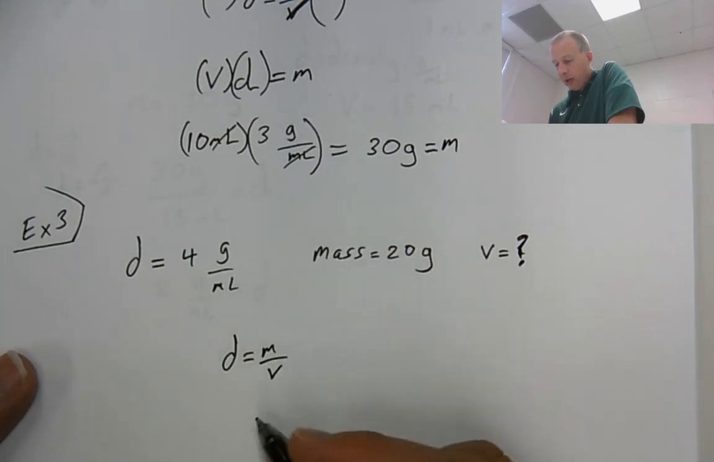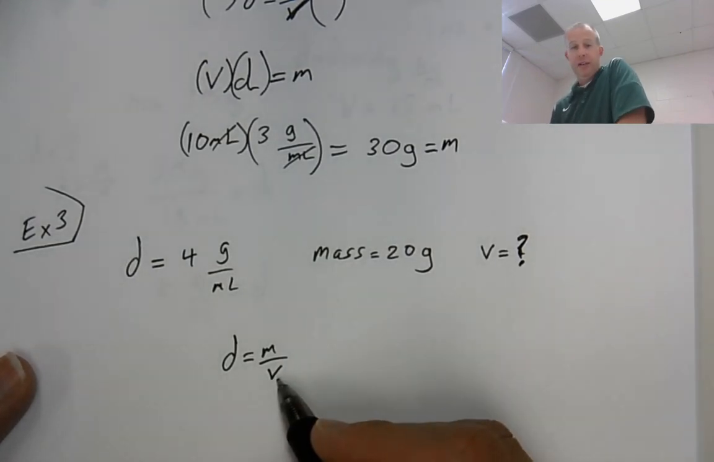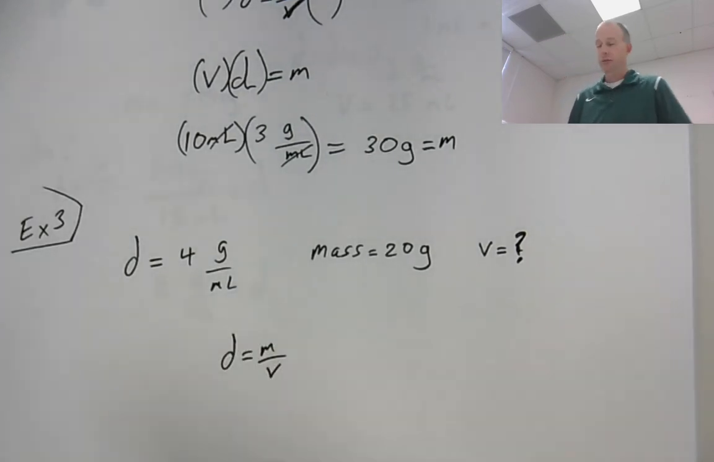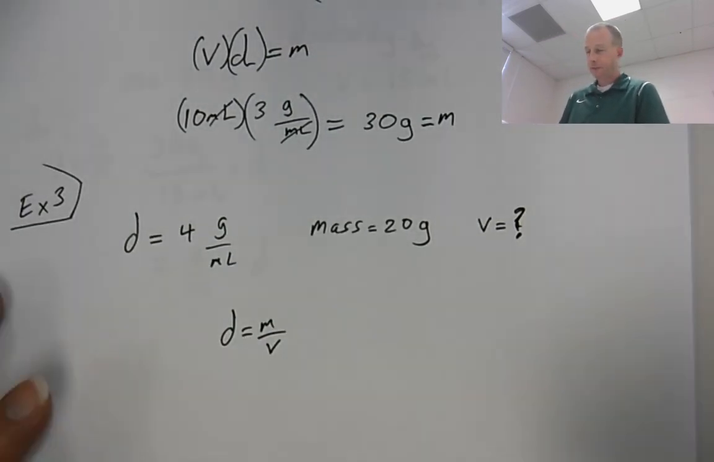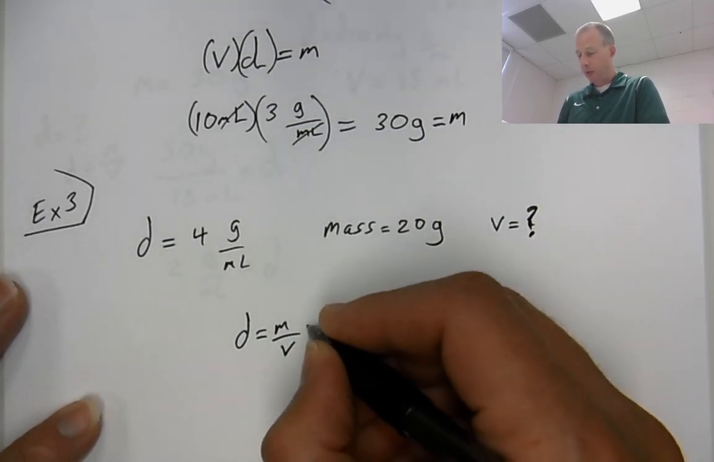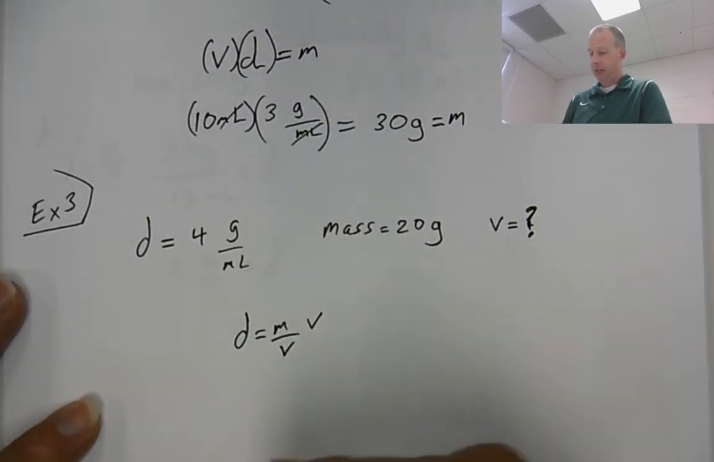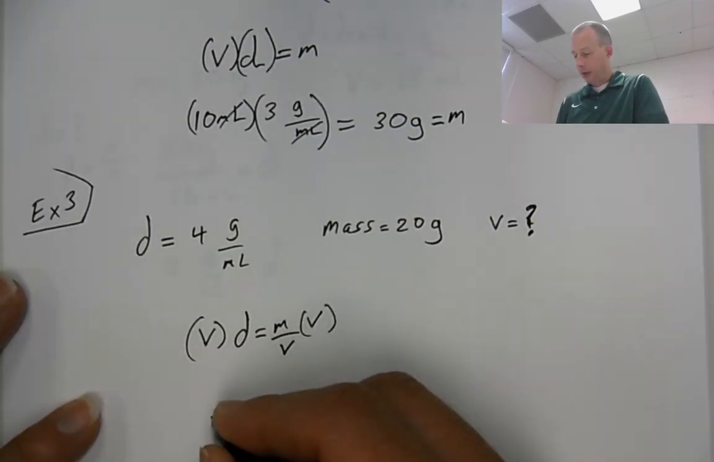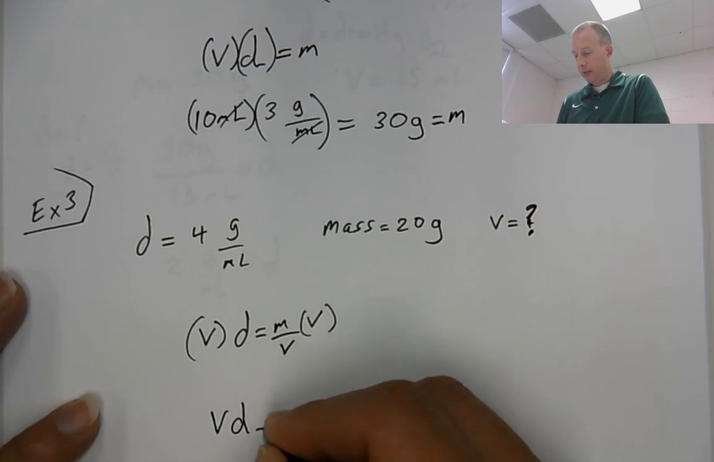So we again want to get V by itself, not on the bottom of an equation, but on top, so that there's no issues. Pretty much what we'll do is the same thing we did last time, where we multiply both sides by V. And you end up with volume times density is equal to mass.